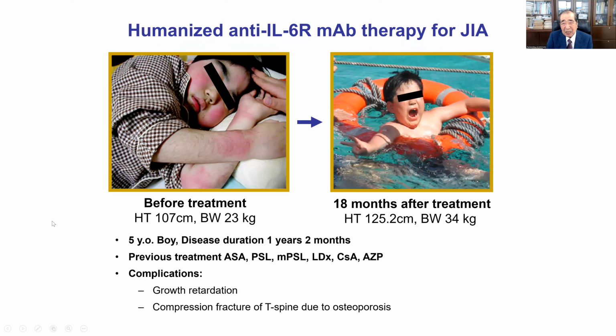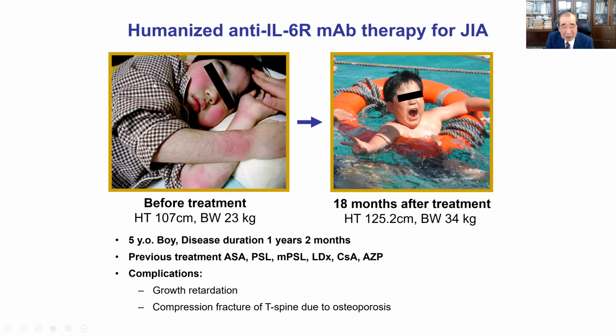Next case is juvenile idiopathic arthritis. This 5-year-old boy suffered from fever, joint pain, swelling, skin rash, and hepatosplenomegaly, and cannot move. And his height did not increase.